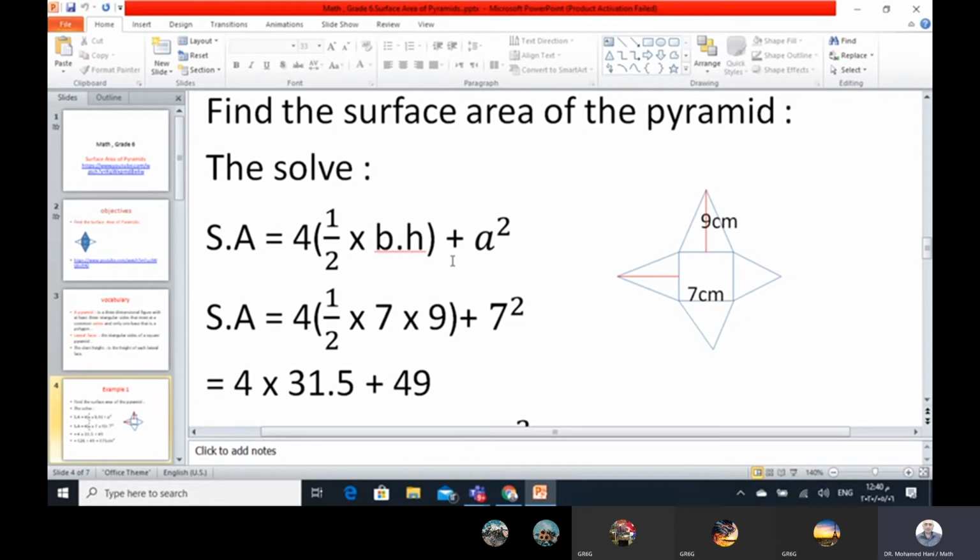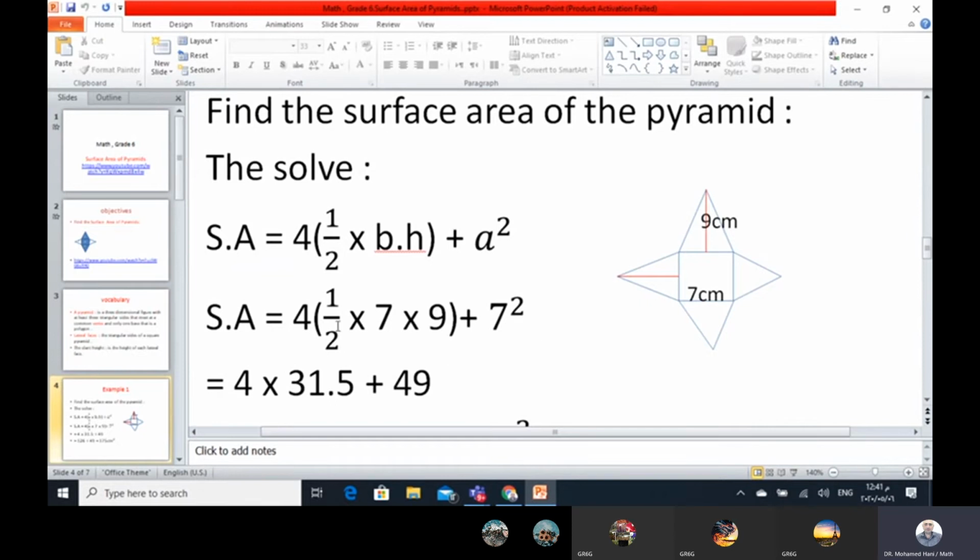Then I can substitute the value of the variable. What is the value of the b? The base of the triangle here. This side equals this side, so here 7. And the height here, this red line, is the slanted height. Here will be 9. And the side of the square, as you see here, will be 7.